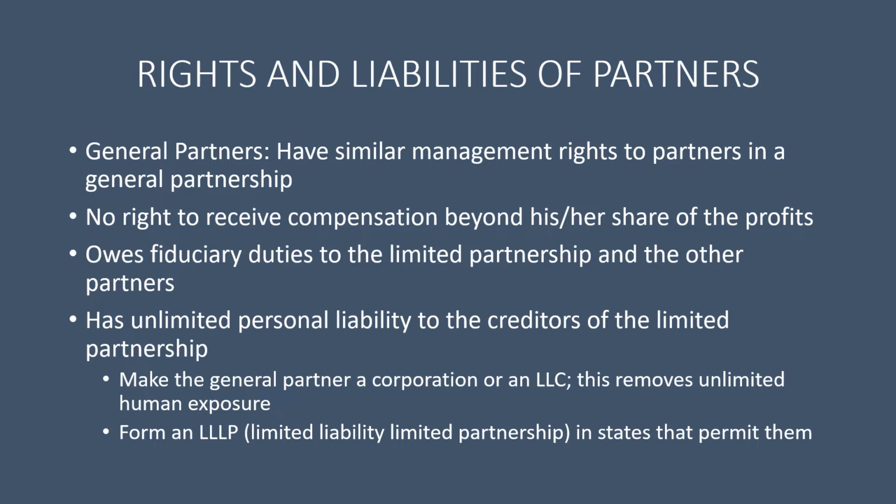Now, there are two things that a limited partnership can do to try to minimize the unlimited personal liability of at least the human beings involved in the limited partnership. The first thing that can be done is to make the general partner not a human, not an individual, but a corporation or a limited liability company. And while the corporation or the limited liability company will have unlimited liability to the creditors, the human owners of the corporation or the limited liability company will not. So, it is recommended that if you form a limited partnership, you make sure that your general partner is either a corporation or a limited liability company in order to protect the individual owners from unlimited personal liability.